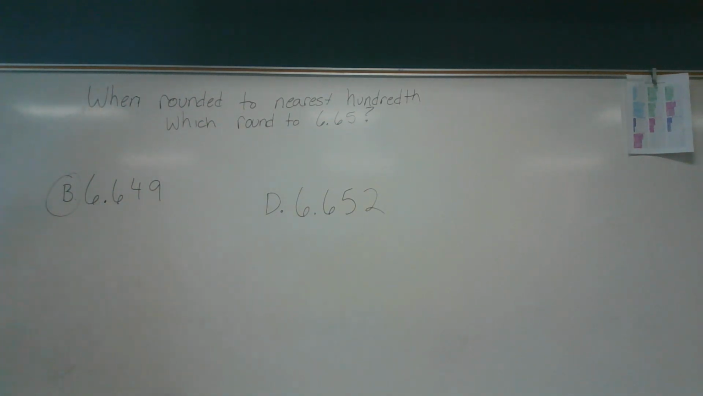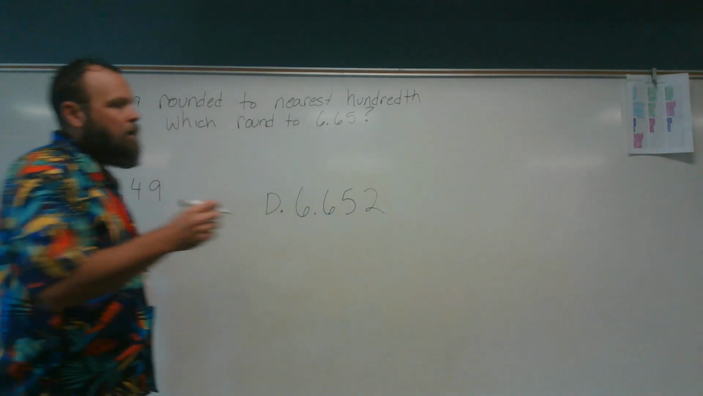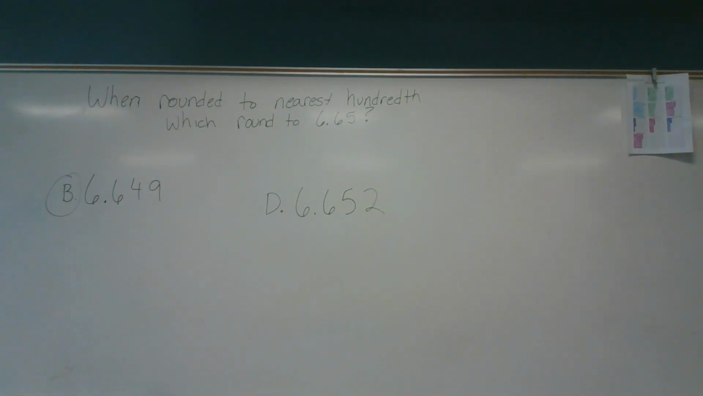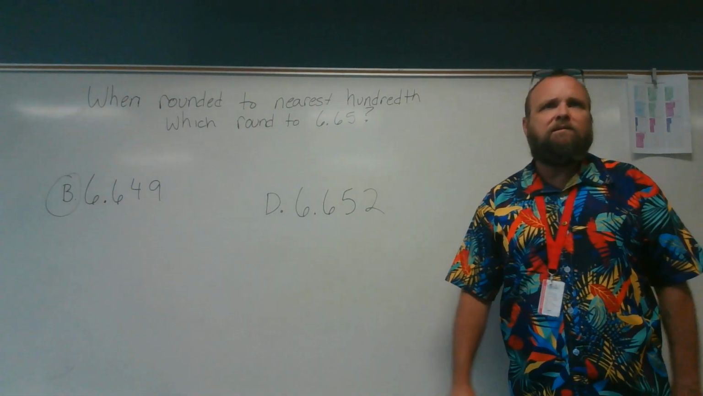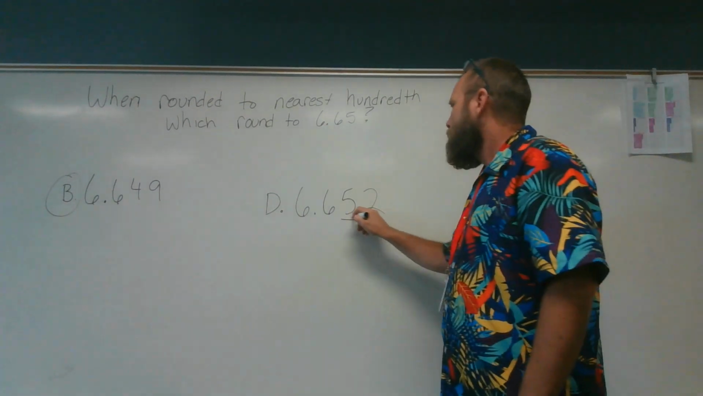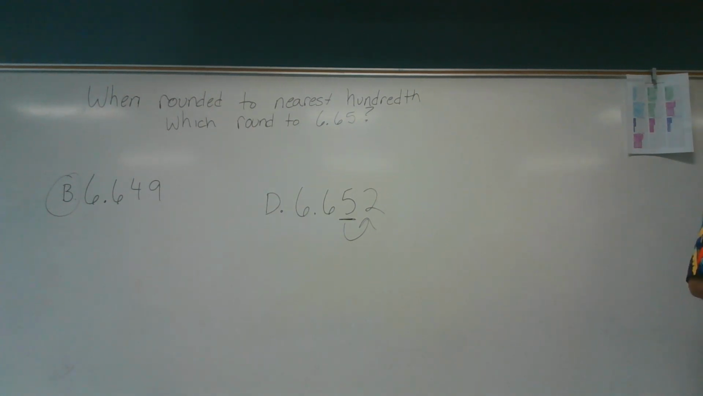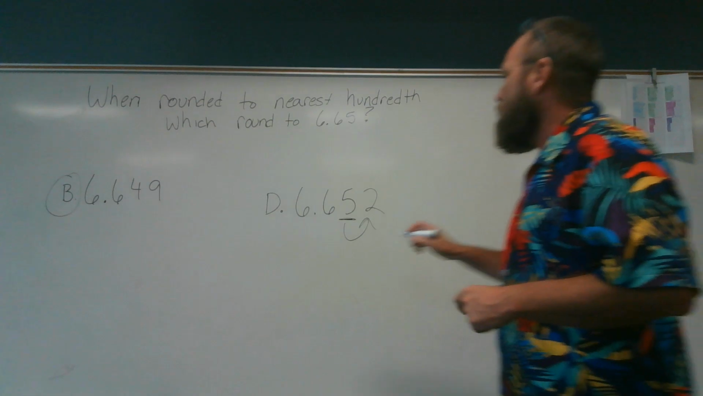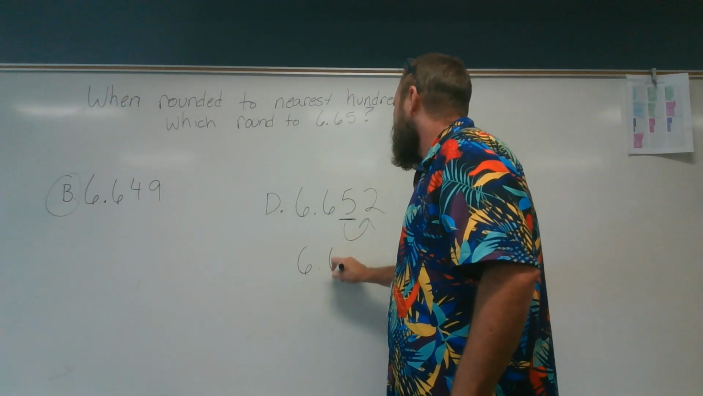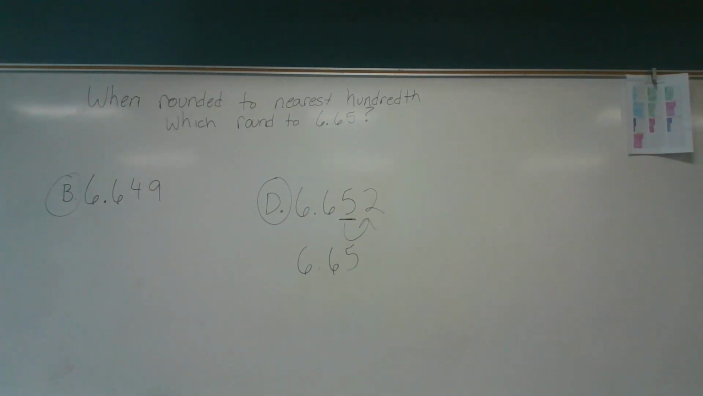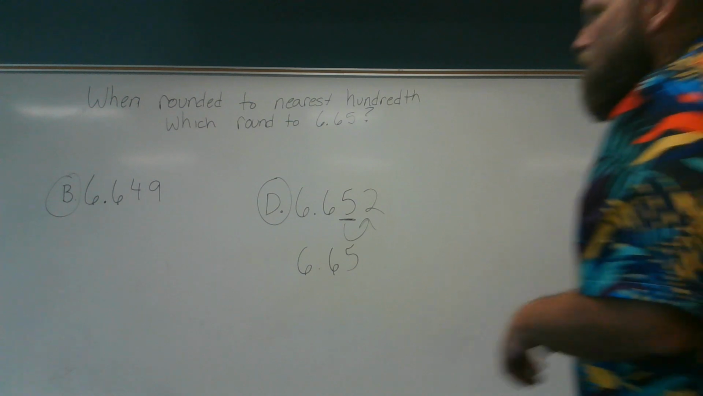Now we look at D. Bassett, what number is in the hundredths place? The 5. I look behind the 5. Bassett, am I going to add 1 to the 5 or add nothing to the 5? Add nothing to the 5. So this is going to round to 6 and 65 hundredths. Yes! So this particular question on the homework assignment had 2 correct answer choices, B and D.